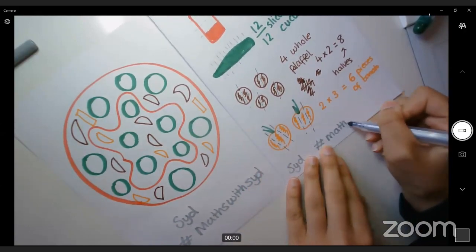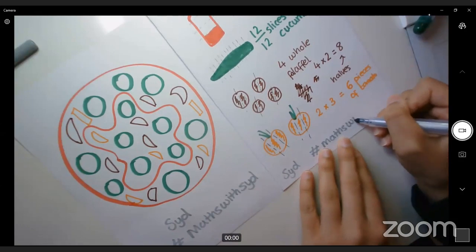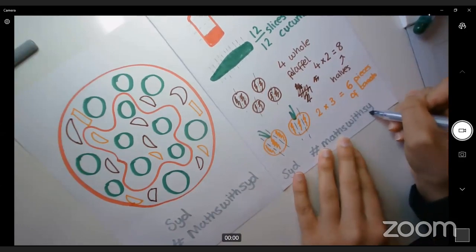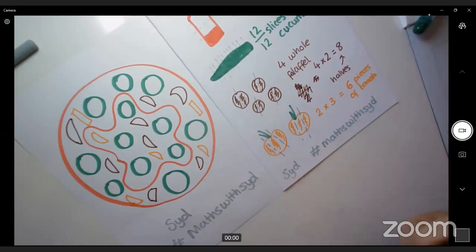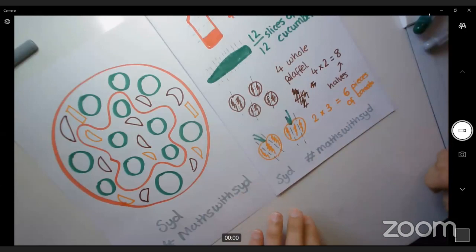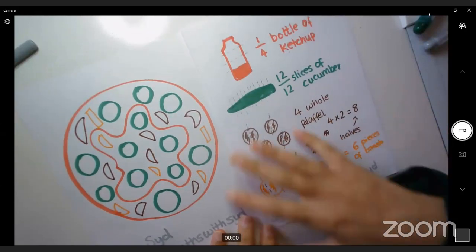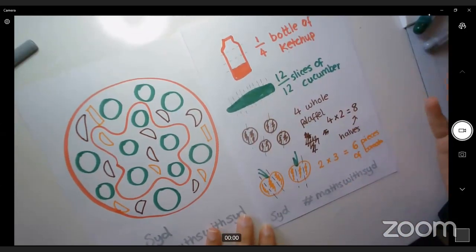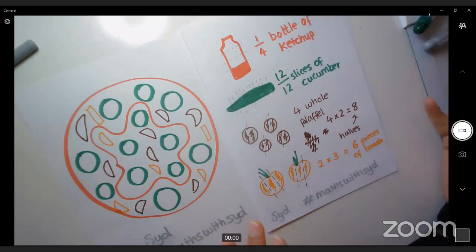You could be doing anything on your pizzas, whichever vegetables and things that you want to include. Caitlin's saying we could add spinach. We could add spinach, but it's up to you what you want to add. You could add loads of different things on there. You could cut up pineapples and bananas and apples and all sorts.